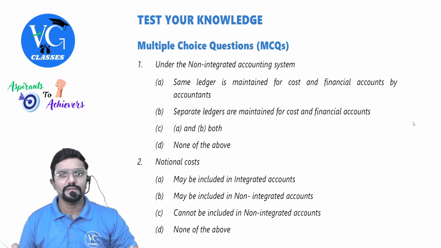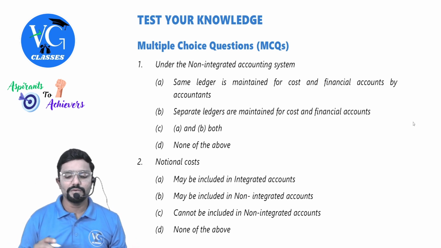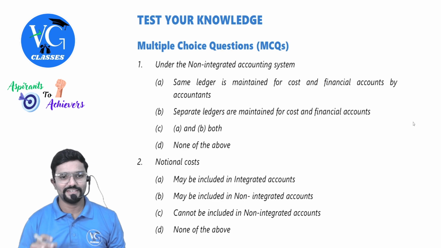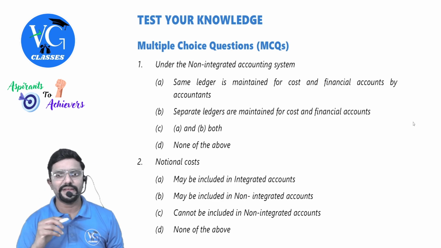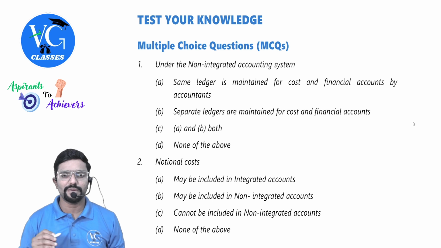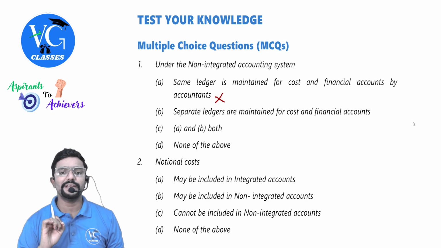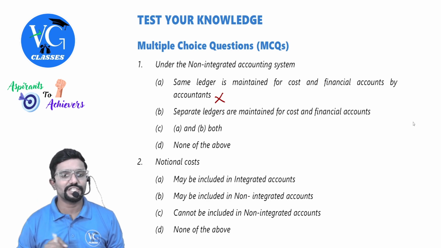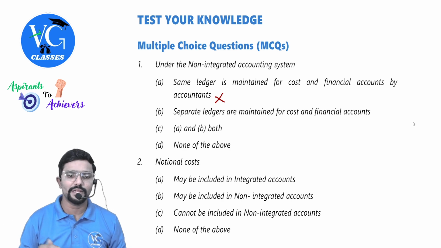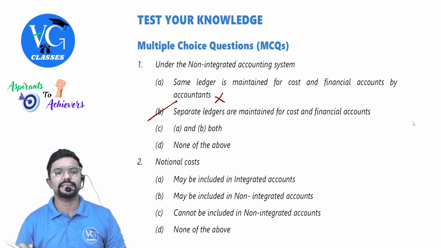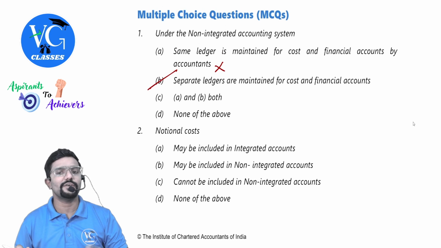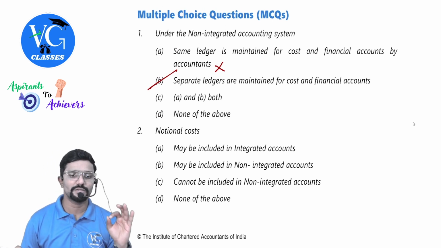The first question: under the non-integrated accounting system, dash. Same ledger is maintained for cost and financial accounts by accountants? No, that is under integrated. Separate ledgers are maintained for cost and financial accounts. A and B both, none of the above. So the answer is B, guys. Separate ledgers are maintained for cost and financial accounts.